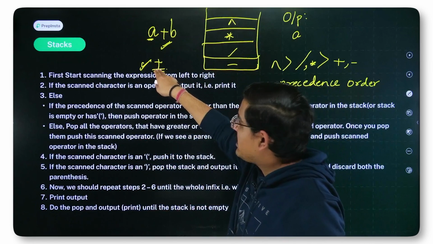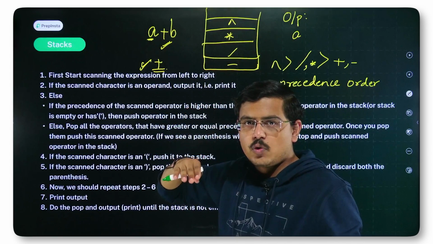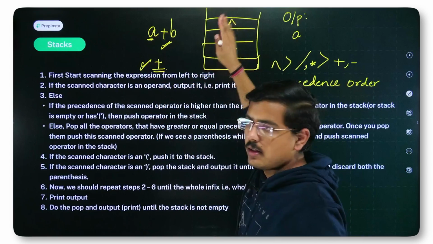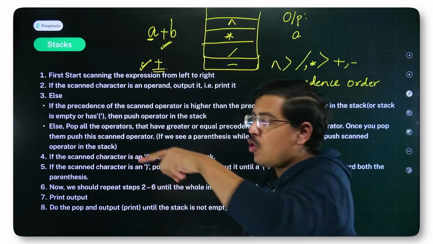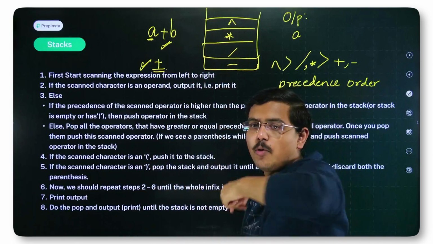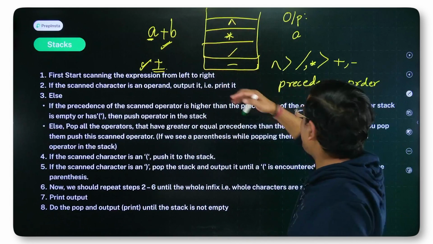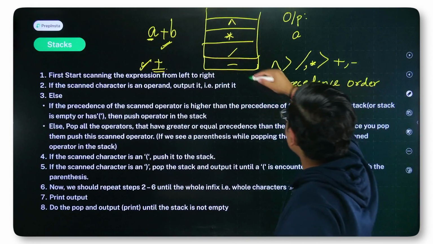जब तक इसकी precedence से कम कोई नहीं मिल जाता तब तक आप पॉप करते रहोगे. जब तक इसकी precedence से ज़्यादा या इसकी precedence के equal कोई भी operator आपकी stack में है, you keep on popping. So I keep on popping and at the end what will happen?